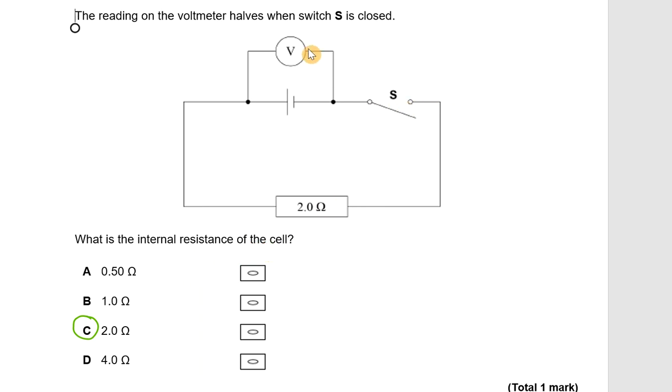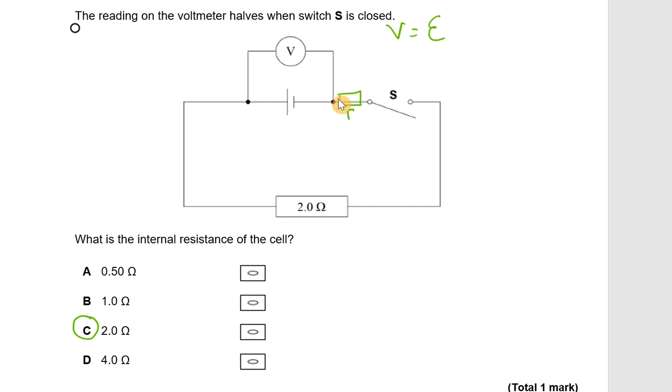Well, when the switch is open, the terminal PD, which is what we can measure with the voltmeter, will equal the EMF. Now, when the switch is closed, some of that EMF, some of that energy per unit charge, will be used up across the internal resistance, which we give the symbol little r. And it's saying that when the switch is closed, the reading on the voltmeter halves.